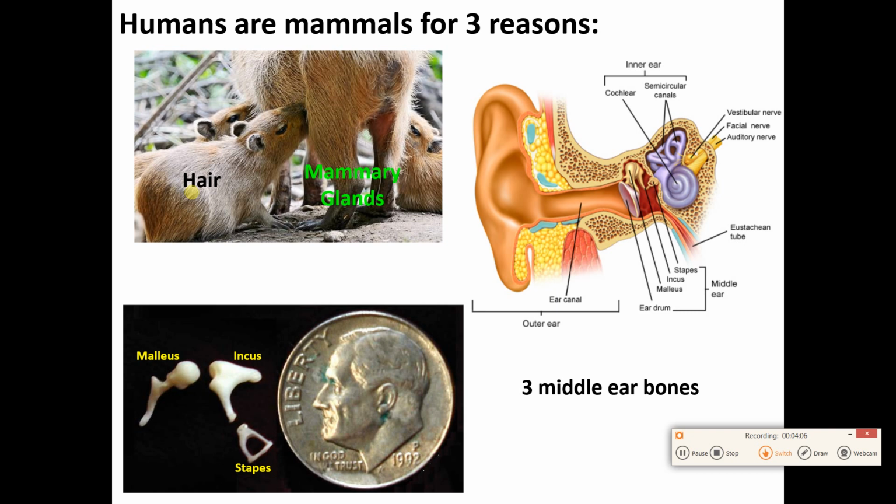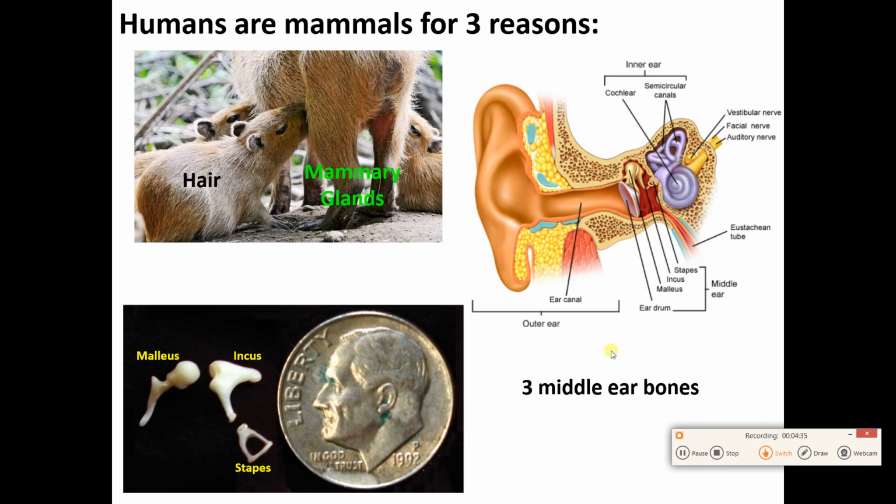We also are mammals because we have mammary glands. Mammary glands, of course, are important for nursing, for milk production. And all mammals have mammary glands, and both males and females, of course, have mammary glands. When we're doing the reproductive system, we'll come back to mammary gland structure and function. Also, finally, that third reason is we have three middle ear bones.